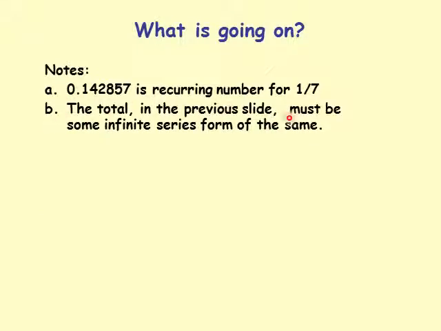The total in the previous slide must be some kind of infinite series for the same thing. So whatever we were adding on the previous slide must be 1 over 7. It's some form of infinite series. Let's see what that series might be. Note that 1 over 7 is equal to, multiplying the numerator by 7 and the denominator by 7, that's by multiplication and by division, 7 divided by 49.